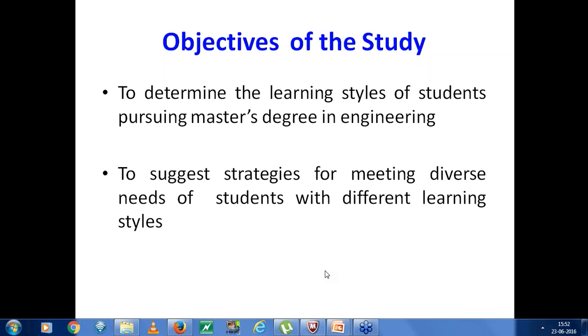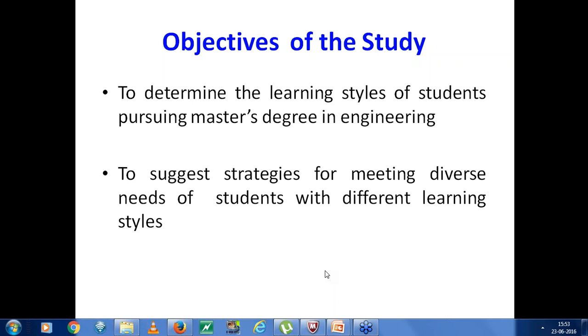I couldn't continue. So the study was undertaken at the National Institute of Technical Teachers Training and Research to determine the learning styles of the students pursuing master's degree programs in engineering. We have 5 branches of engineering, and the study aimed to suggest strategies for meeting the diverse needs of students with different learning styles.